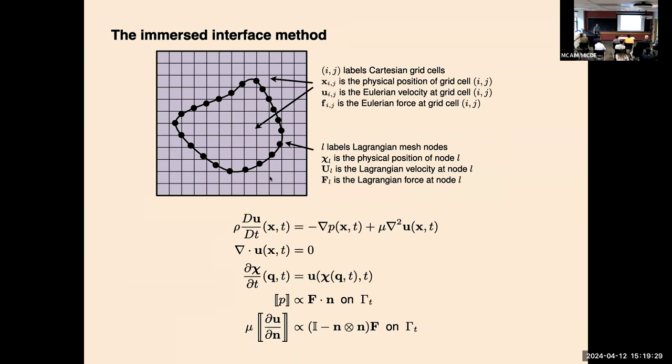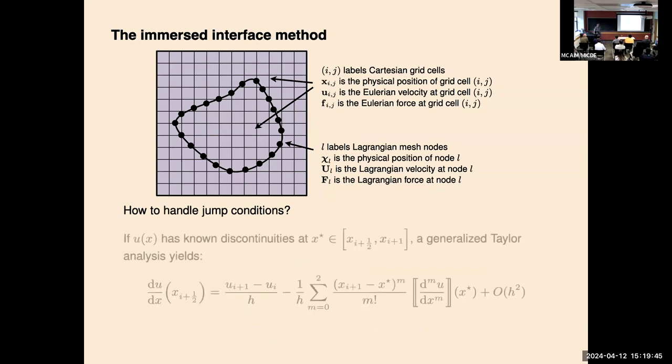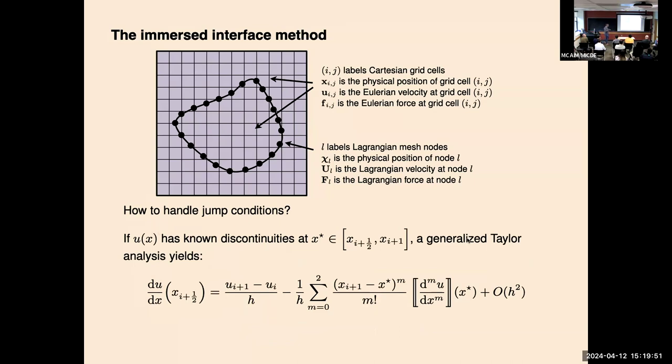So how do you do that when you have a discrete description of the velocity field and of the pressure field? The approach that we use is an approach that I think was initially popularized in the aughts, the 2000s. It uses an approach based on what are called generalized Taylor expansions. If you have a function that's smooth everywhere except at some selected locations, and you know where the jump conditions are and what they are, then you can do a Taylor expansion that includes the regular parts of the Taylor series, along with terms that involve these known jump conditions in the function and its derivatives.